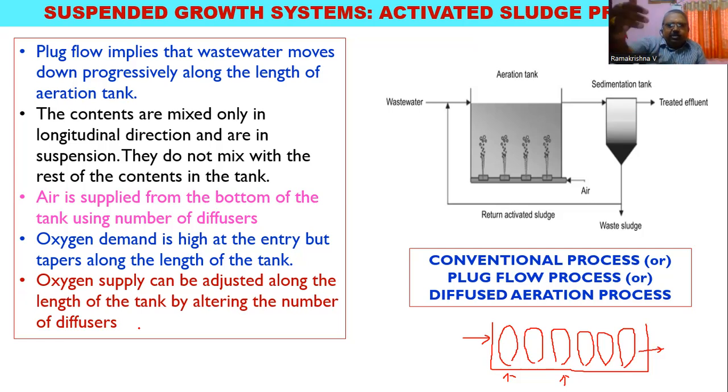So when you're going towards the end, the amount of oxygen or air supplied may be more than what is required in the tank at that point of flow. So in such a situation, the oxygen supply can be adjusted along the length of the tank by altering the number of diffusers.